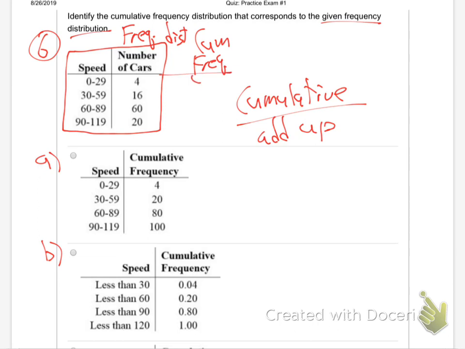The first one would stay at 4. The next one would be 4 plus 16, which is 20. The next one would add the 60, adding all three of those, and that would be 80, and the bottom one would add all four and be 100. Remember, the cumulative just adds them up, accumulates them. Remember how that works?